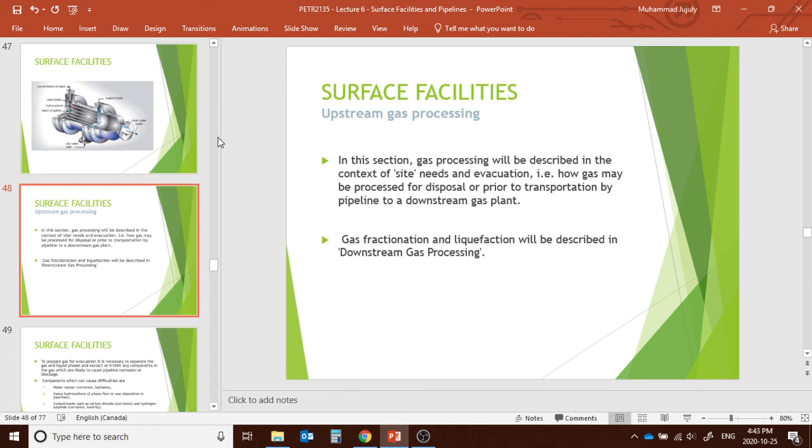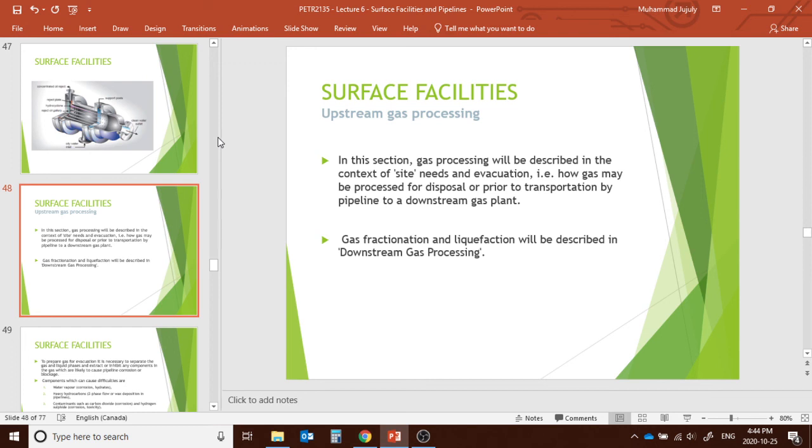Now let's talk about the upstream gas processing. In this section, gas processing will be described in the context of the site needs and the evacuation. That is, how gas may be processed for disposal, or for sending it to the customer by transportation by pipeline, or even through LNG or NGL. The gas fractionation and the liquefaction will be described in the downstream gas processing.